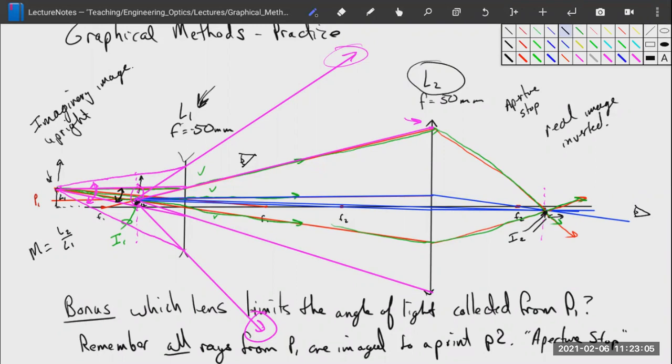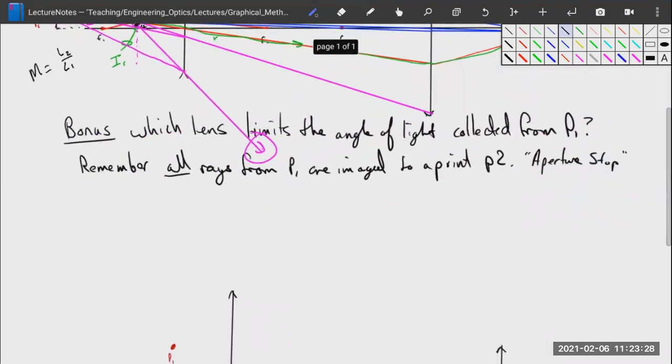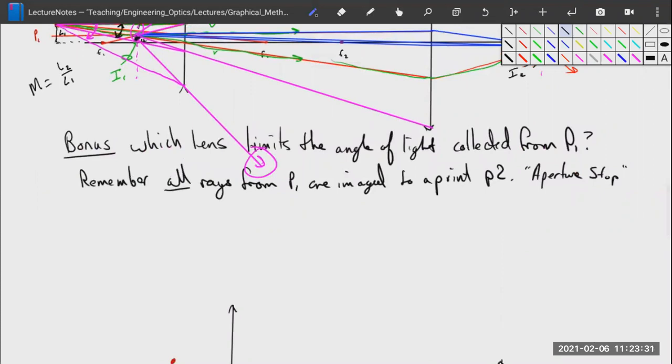That is the object in your system that limits the rays that pass through it, right? So in this case, our lens two limits the cone of rays that are actually collected. If we wanted to increase the amount of rays that we are collecting, we would have to increase the size of L2 significantly. Cool. So the answer to this then is L2.